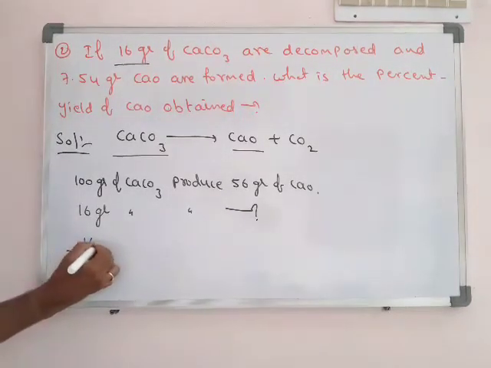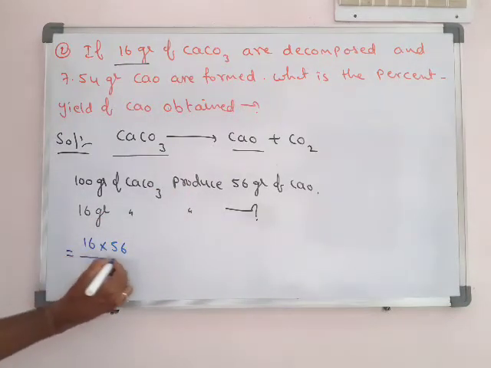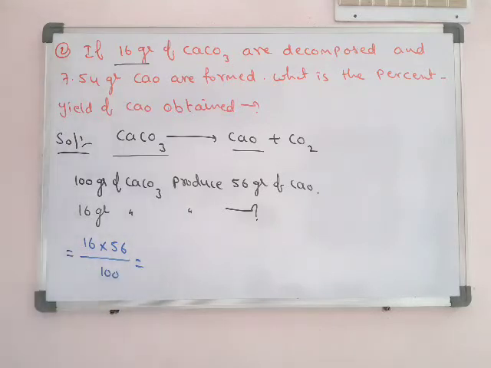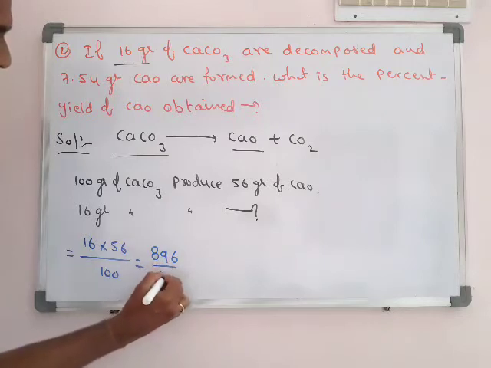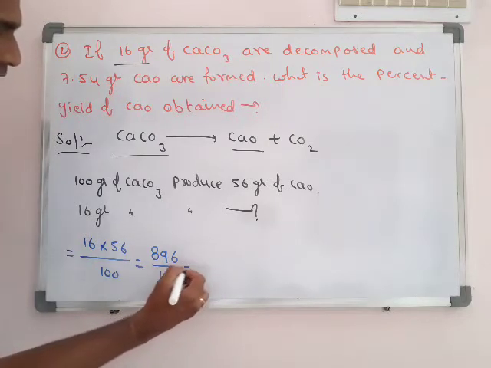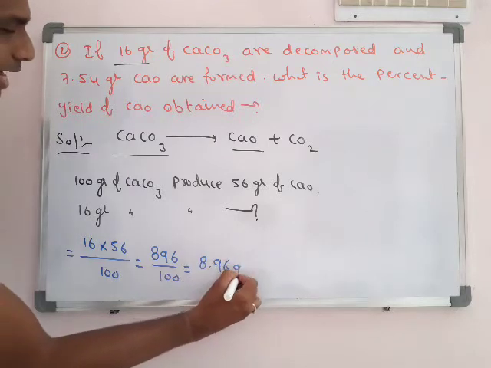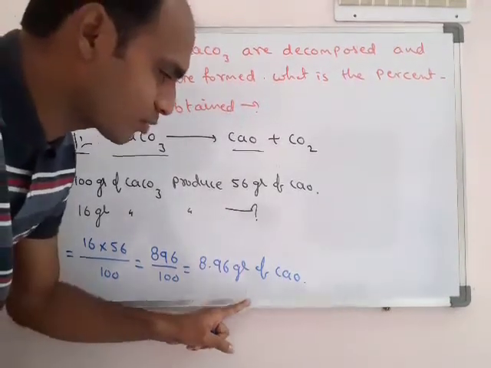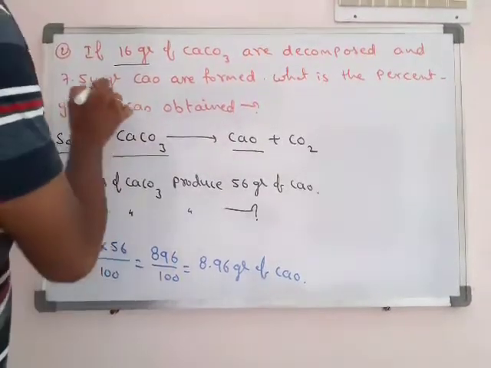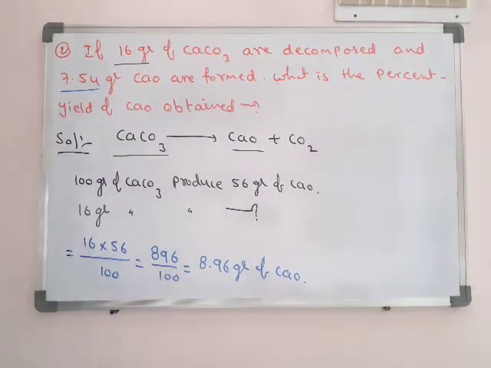So for that, cross multiplication. On this calculation, 16 into 56 is 896. So we get 8.96 grams of CaO. According to the balanced equation, 8.96 grams of CaO should be formed, but in the experiment it is formed only 7.54.